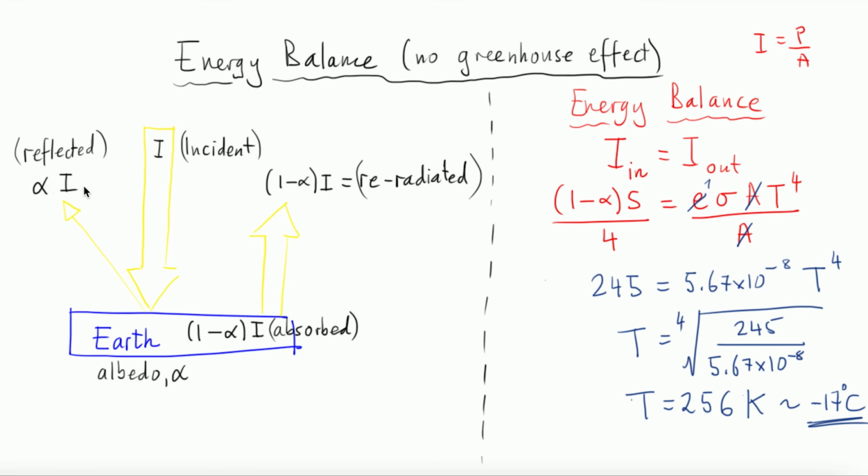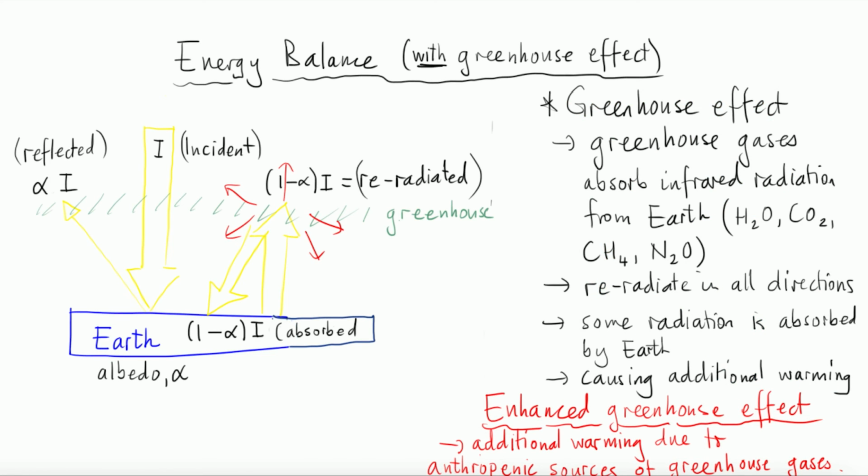Therefore, if we had no atmosphere, no greenhouse effect, our planet would be a frosty minus 17 degrees Celsius, which is not conducive to life. However, with the greenhouse effect, you have a blanket of gases up in the atmosphere which absorb some of this re-radiated radiation and then radiate it back, well, in all directions, but some ends up going back down to the Earth, which means that there is more energy in than out, and you end up with an equilibrium temperature which is higher than minus 17 degrees Celsius, which means that life can form.